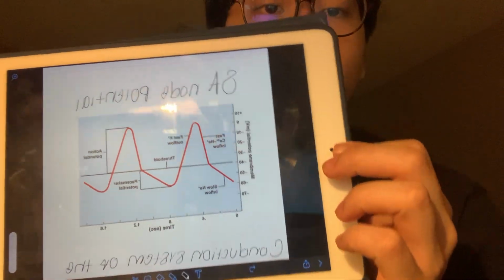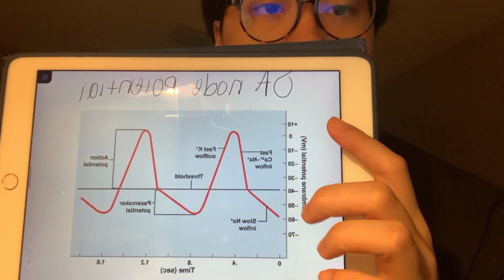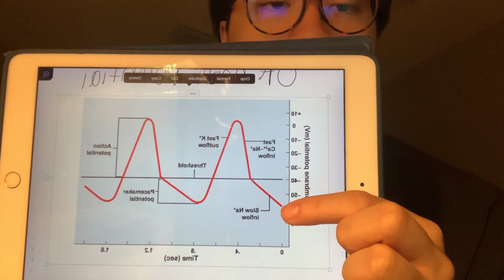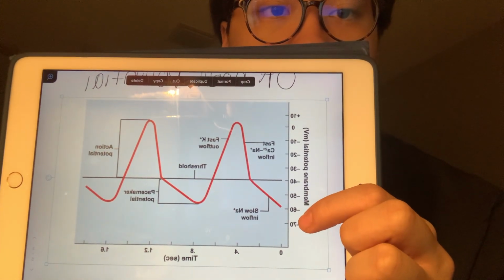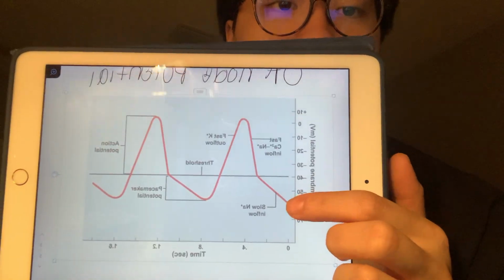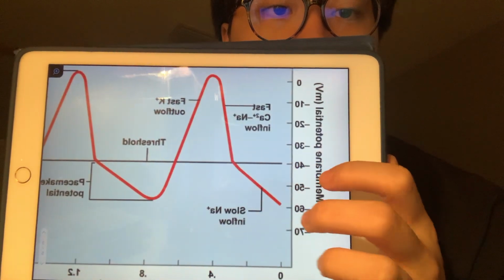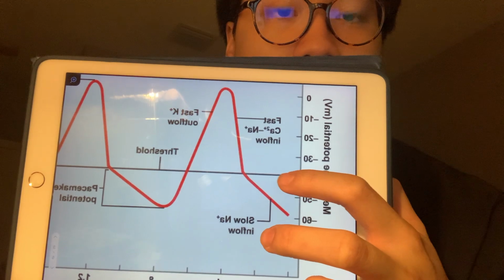So in this graph over here, this is showing the action potential of an SA node firing off. As we see here, the start of the graph is the resting membrane potential of the SA node, and it starts off at -60. As you see, there is a slow increase in the membrane potential, and this line is the threshold.